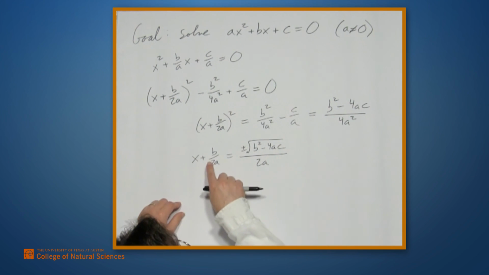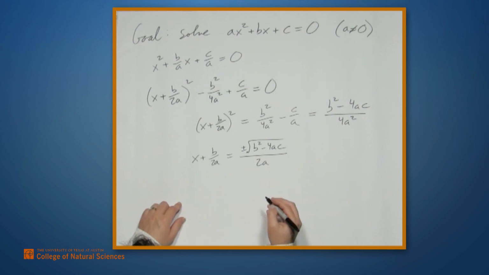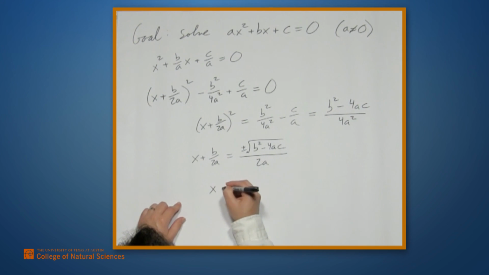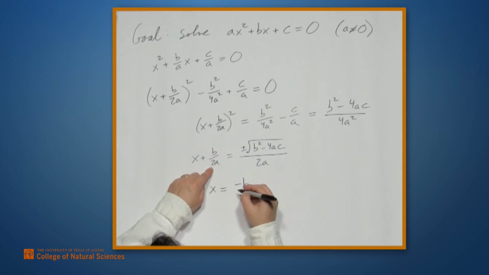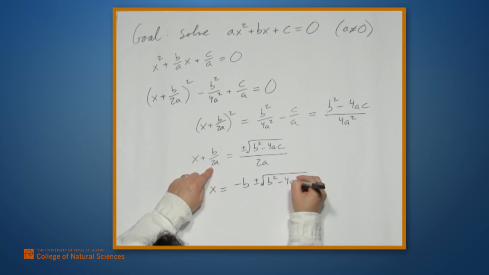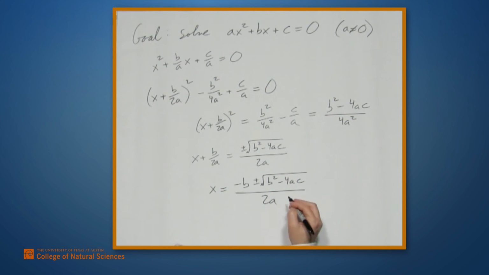If we move the b over 2a term to the other side, we get x equals negative b, and this is now all over 2a. So I'm going to write this all over 2a, negative b plus or minus the square root of b squared minus 4ac all over 2a. And that is how we can use completing the square to derive this formula for the solutions to a quadratic equation. This formula is called the quadratic formula.